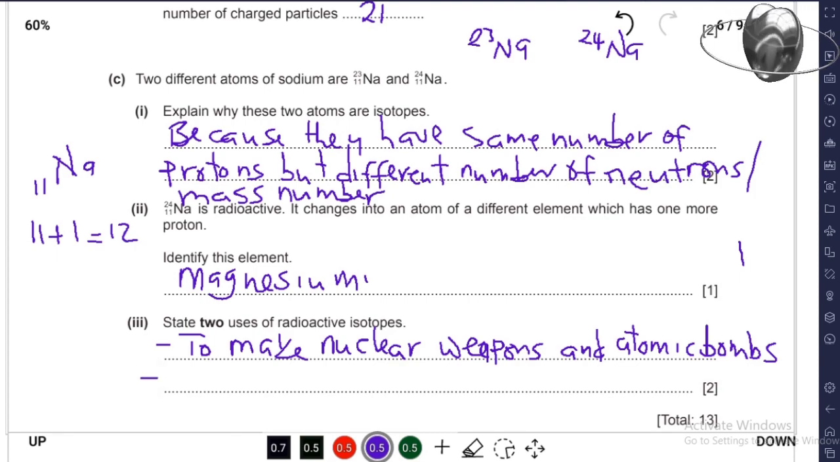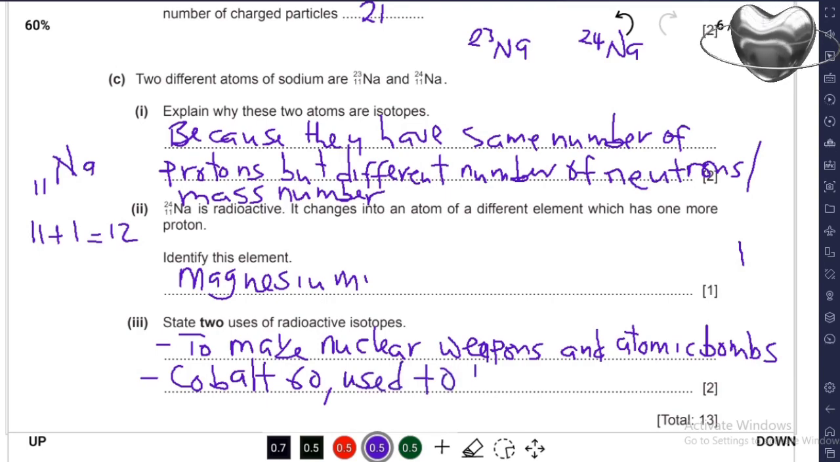Another use, we have elements like cobalt. For example, cobalt 60, which is used to treat cancer. Some radioactive isotopes are also used in gauging the thickness of paper and metal sheets. Very important.